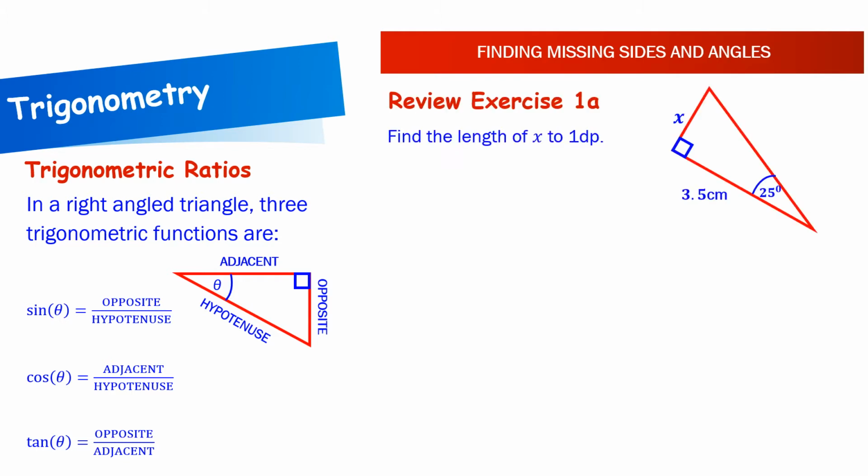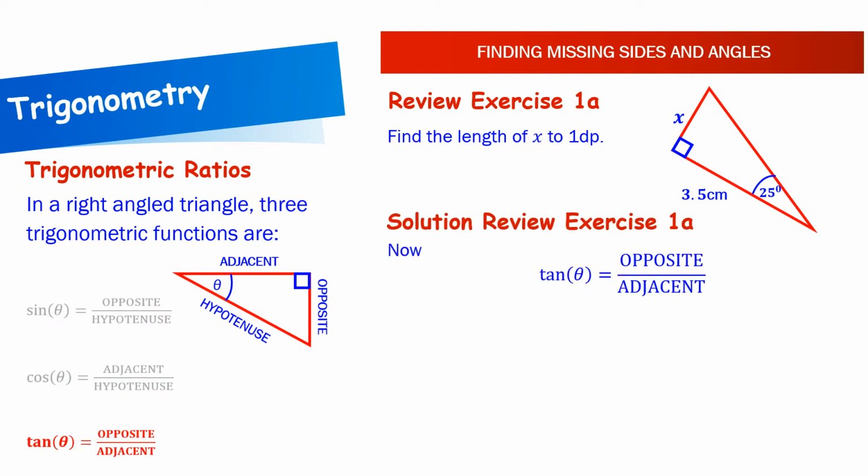So let's have a go at review exercise 1a. Find the length of x in the given diagram to one decimal place. As indicated, x is the opposite to the angle. 3.5 centimeters length is the adjacent to the angle. And therefore, when we solve, we're going to use tan theta equals opposite over adjacent.